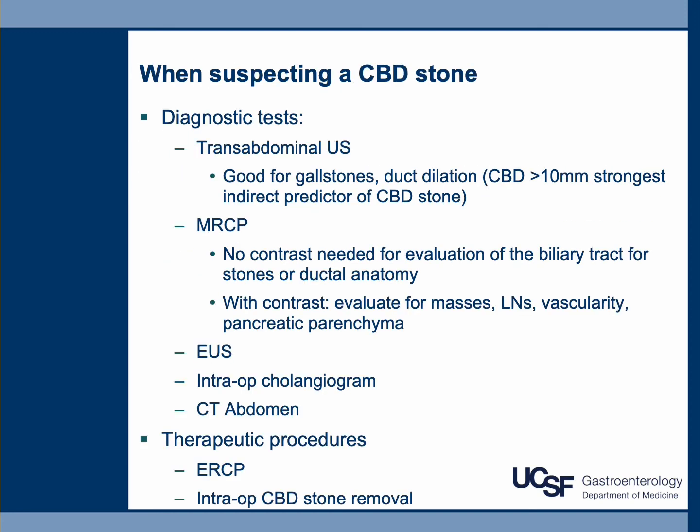When suspecting a common bile duct stone, diagnostic tests that can be performed include a transabdominal ultrasound. This is good to detect gallstones as well as look for duct dilation. Generally, we say a common bile duct greater than 10 millimeters is a strong indirect predictor of a common bile duct stone. Patients can also undergo MRCP, which is great because no contrast is needed to evaluate the biliary tract for any stones or ductal anatomy.